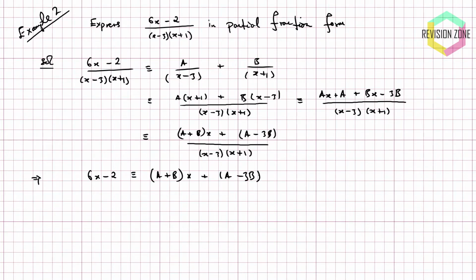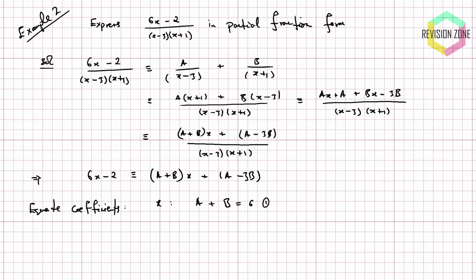Okay, so now, because it's an identity, we can equate coefficients, and we can equate the coefficients of the x terms. And what does that tell me? That tells me everything in front of the x here has to be equal to everything in front of the x here. So in other words, A plus B actually has to be 6. And let's label that equation 1.